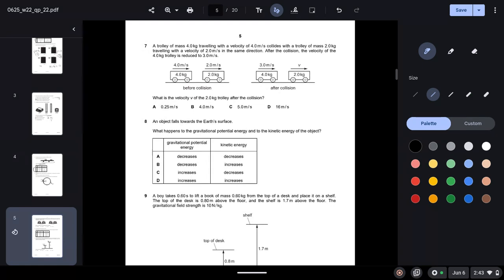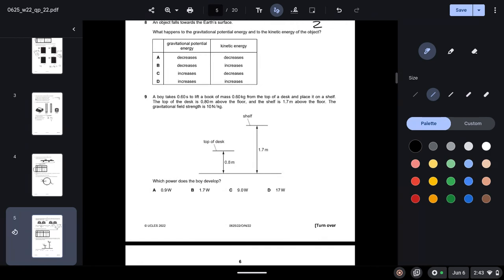So before the collision we have these two trolleys. So we will calculate the momentum using mv, which is mass into velocity. So 4 into 4, 16, 2 into 2, 4. This is before, and after, 3 into 4, 12 plus 2x. We need to calculate x. So 20 minus 12 divided by 2 would give you x. So when you solve for x, you will get 4 meters per second.